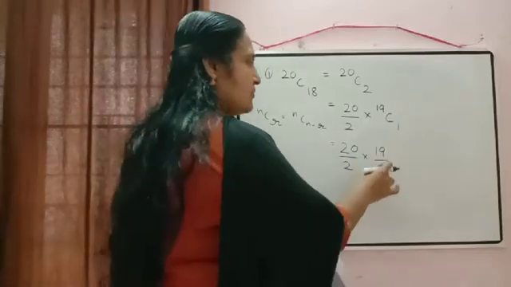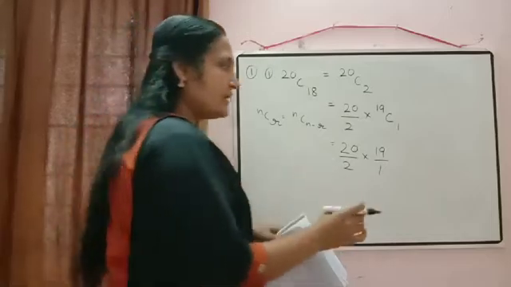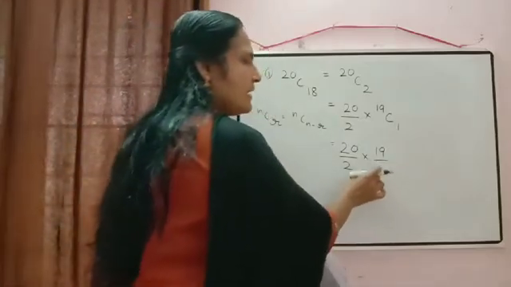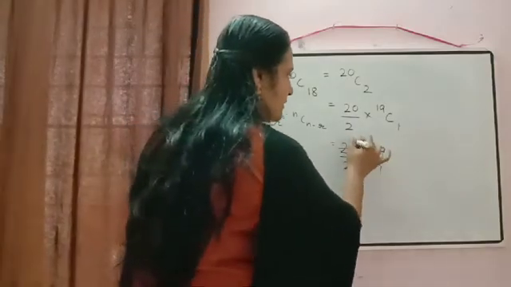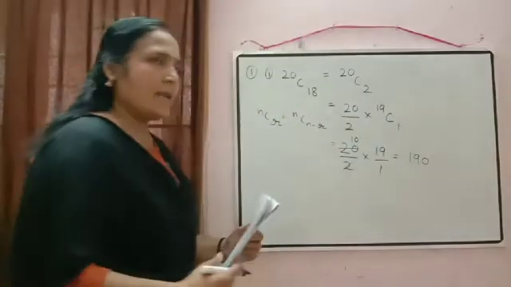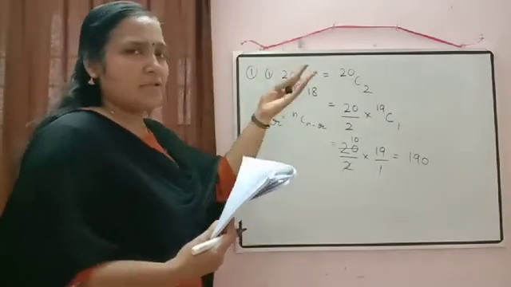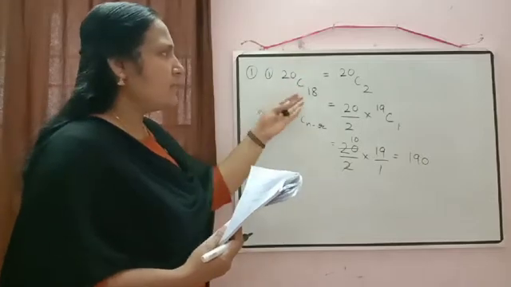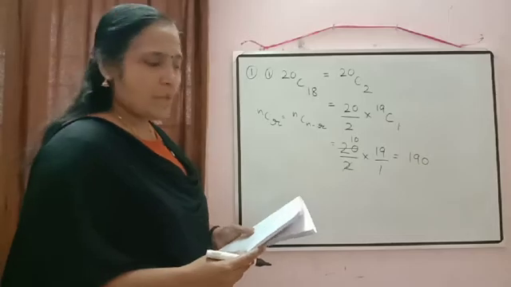20 by 2 into 19 by 1, and if any more numbers are there, we continue till our denominator becomes 1. Now we can simplify, this will get cancelled, and we get the answer 190. Otherwise you have to use the formula, and so many calculations will be there. Here, in a few steps your answer will come if you use the property.